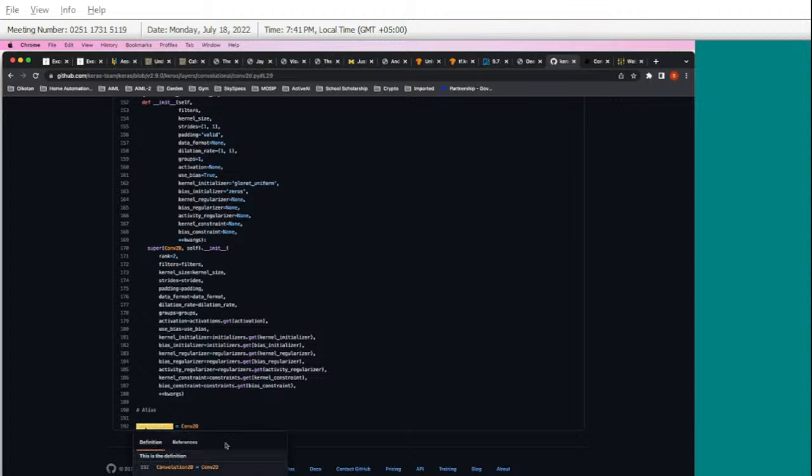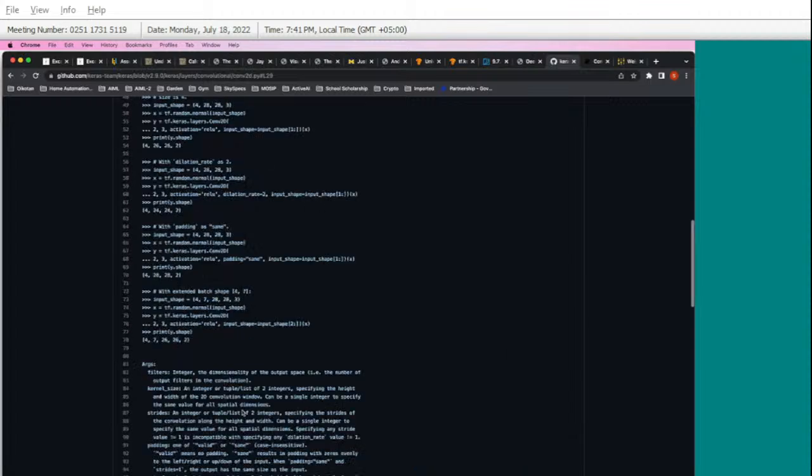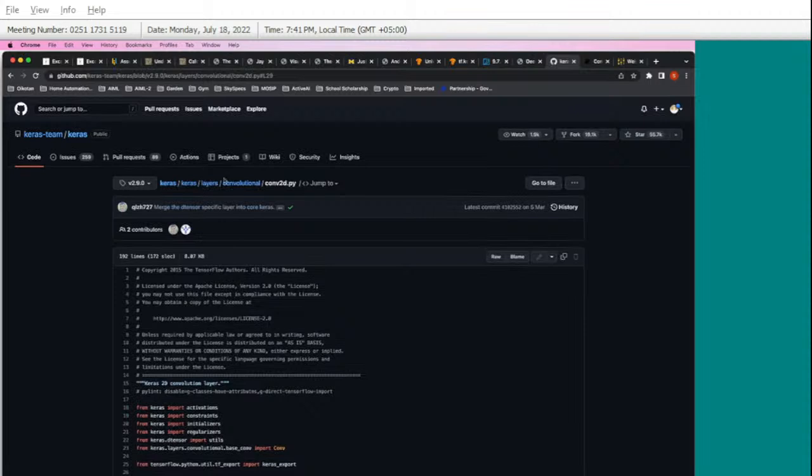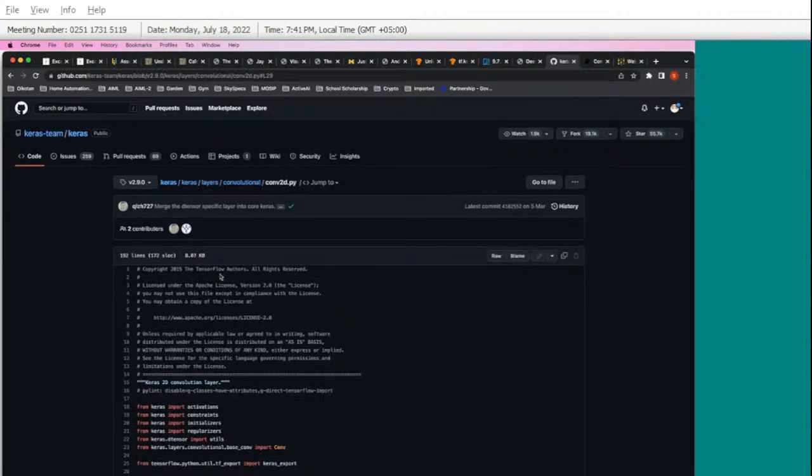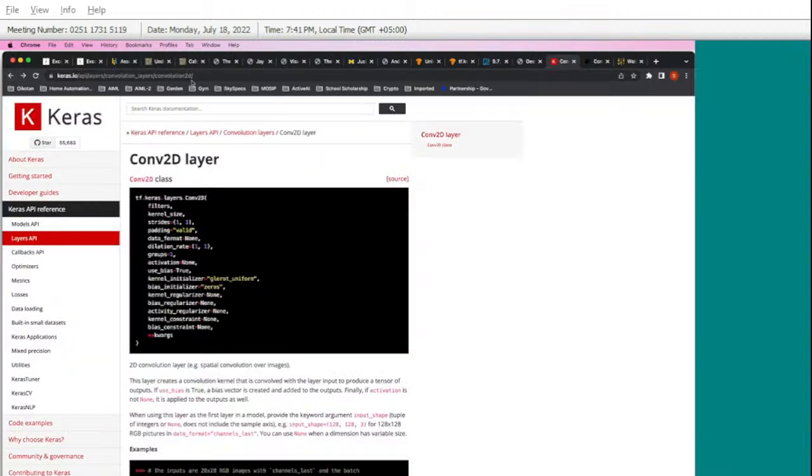You can see convolution 2D. This is an alias which has been created, right? And Keras is currently at 2.9.0. You should be able to look at the code and then react accordingly, right? If you see the way you ask this question, right, how can I know what is happening?